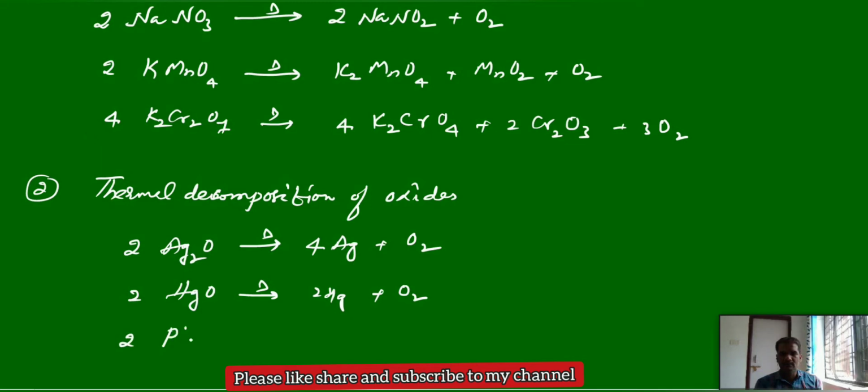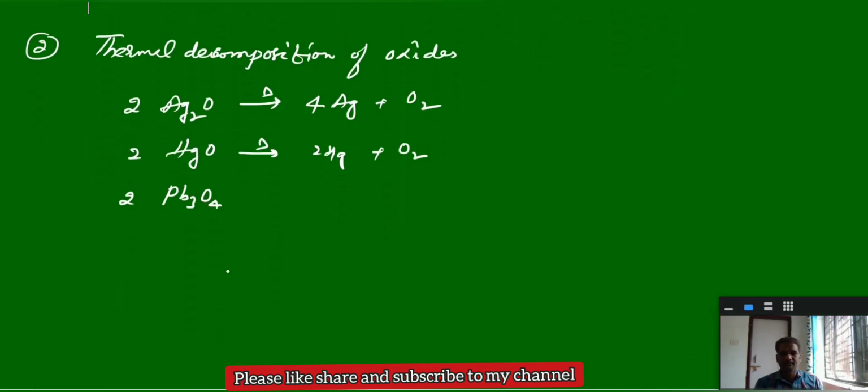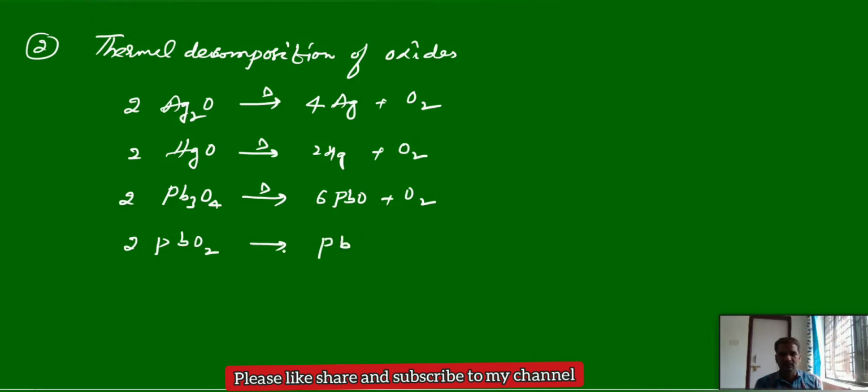Red lead, Pb3O4, a mixed oxide of lead. It also liberates oxygen. And PbO2, lead dioxide, also. Generally lead +2 oxidation state is more stable than +4 oxidation state. It can easily convert from +4 to +2 oxidation state by liberating oxygen.